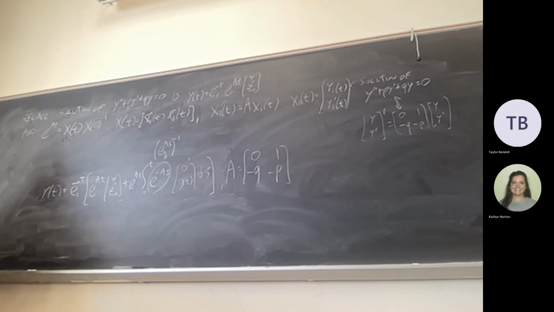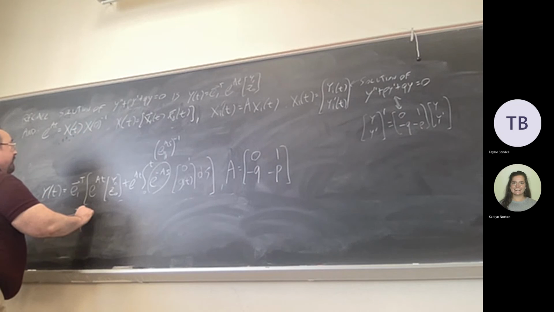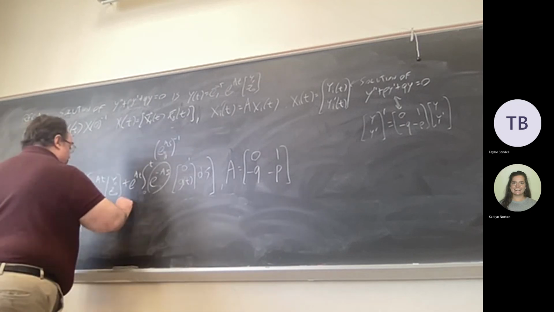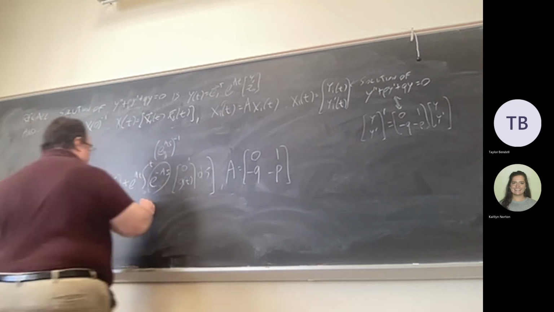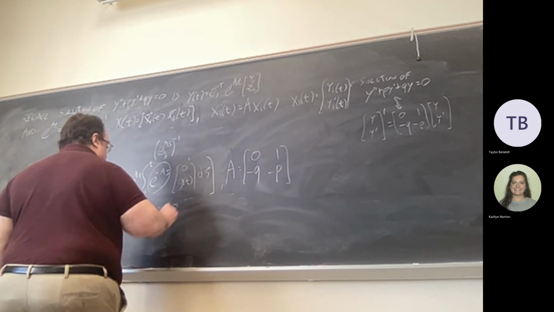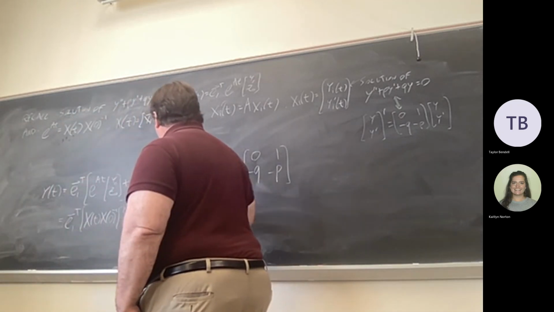Okay, so now I'll start substituting. Wherever I see the matrix exponential, I'll put this in its place. So I have x of t, x of 0 inverse, y naught, z naught, plus, the same thing again here. And then the integral from 0 to t.